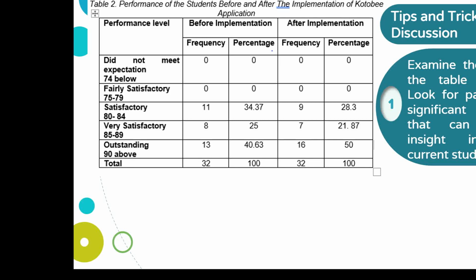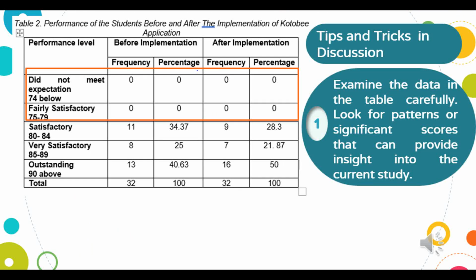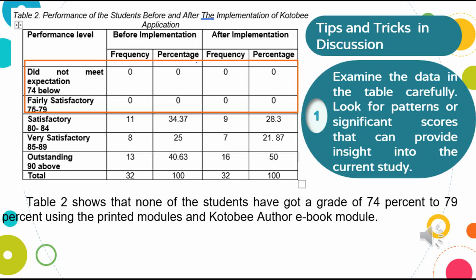First, carefully examine the data presented in the table. Look for patterns or significant scores that can offer insights into the current study. For instance, does the absence of participants receiving grades between 74 to 79 hold any significant insight? Certainly there is. So let us start the discussion like this.